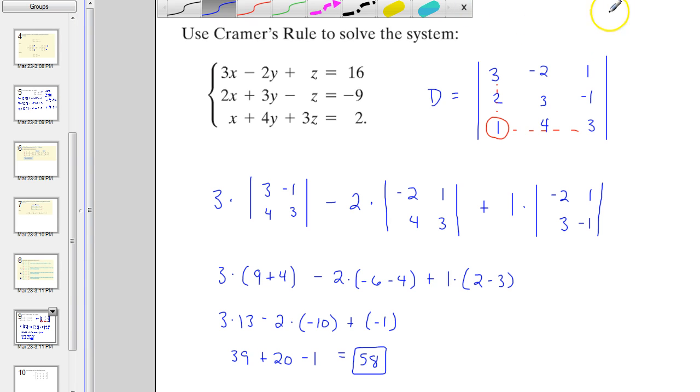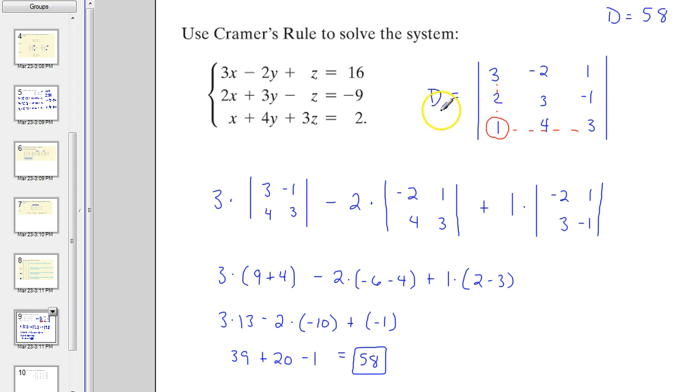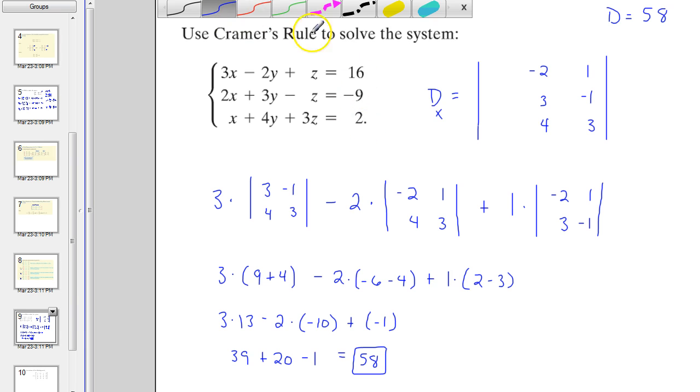Alright, again, I'm going to keep a little note over here to the side. D equals 58. Okay, now I'm going to change this to dx. Okay, if I'm doing dx, that means I'm going to replace column number 1 with the constants. So I'm going to put the 16, the negative 9, and the 2, I use red, in that position.